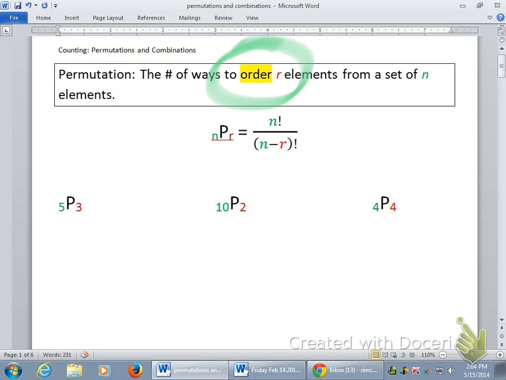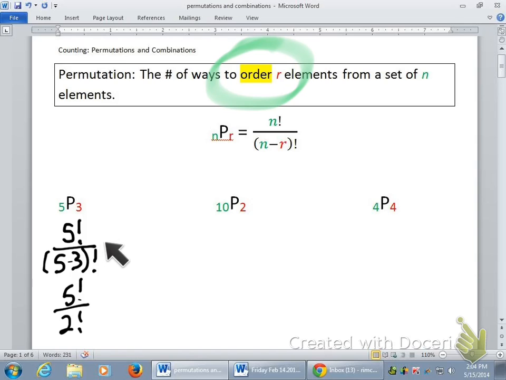So what is 5P3? How would I put that in a formula? 5 factorial divided by... Okay, it would be 3 minus 2. Oops, I said that wrong. I'm so sorry. 5 minus 3 factorial. I'm so sorry about that. 5 minus 3 factorial. But in reality, I know that 5 minus 3 is what? 2. So it's 5 factorial over 2 factorial.